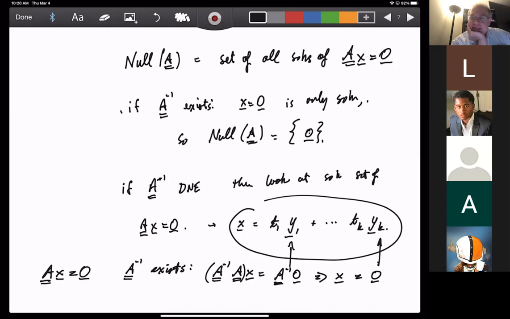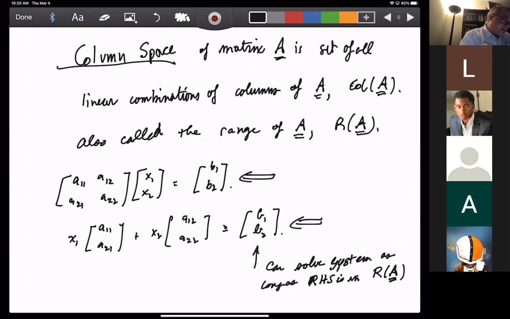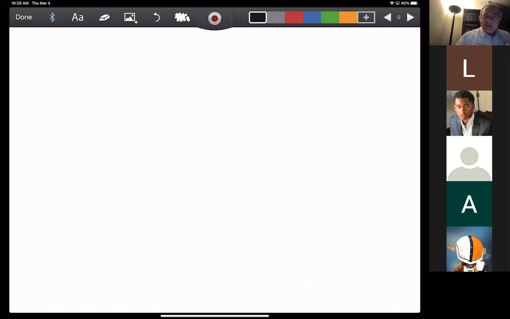So Grace, what does it mean if the right-hand side is in the column space? All right, so let me answer that by an example.